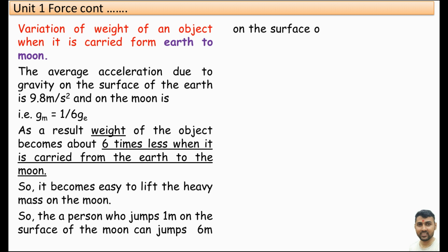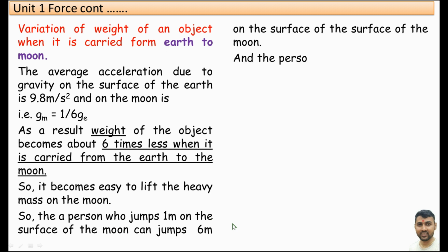Weight of the object becomes about 6 times less when it is carried from earth to the moon. So it becomes easy to lift the heavy mass on the moon. Okay, so it becomes what? Easy to lift the heavy mass on the moon because there is less acceleration due to gravity.